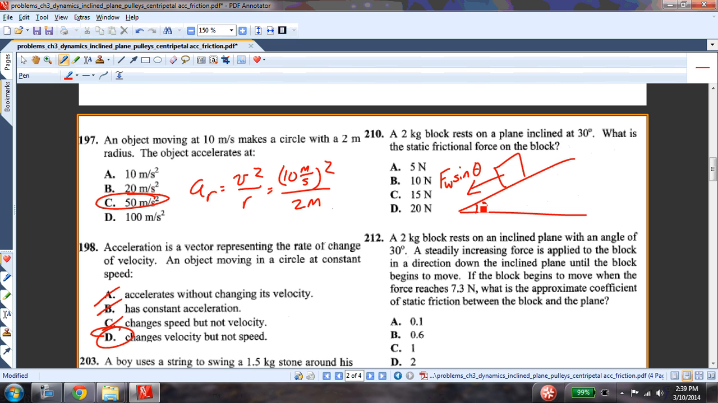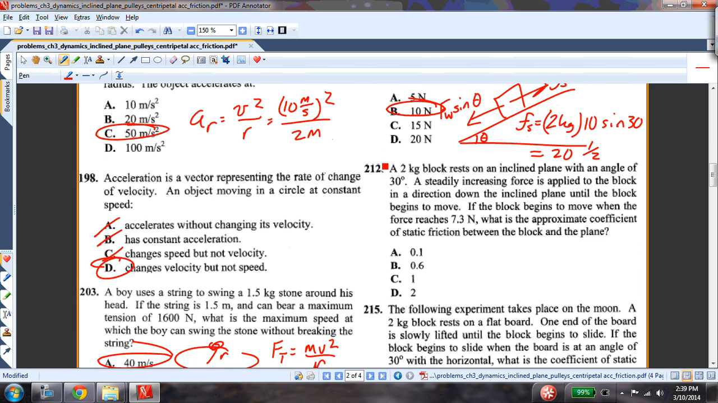So here my weight down the inclined plane is Fw sine theta, and this has to equal the static frictional force if it's not moving. So Fs is equal to Fw sine theta. That is going to, Fs then is equal to 2 kilograms times 10 times the sine of 30, which is 20 times a half, which is 10.